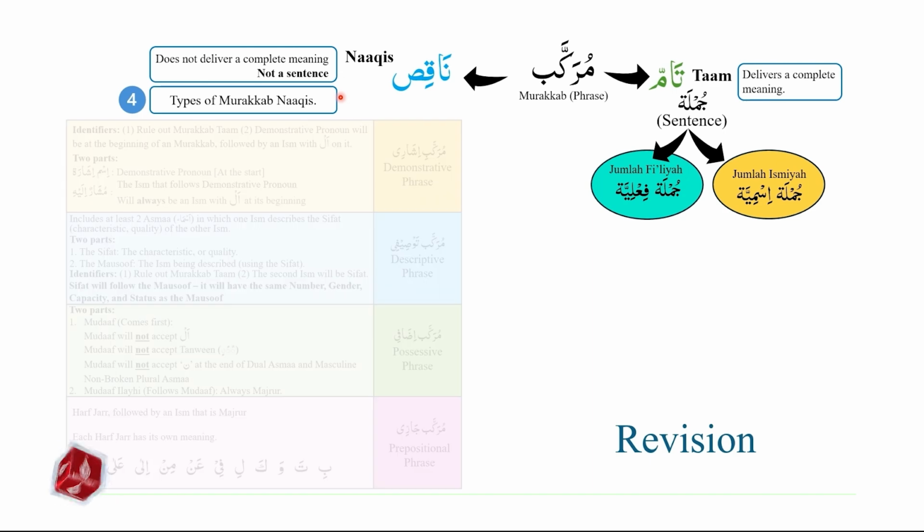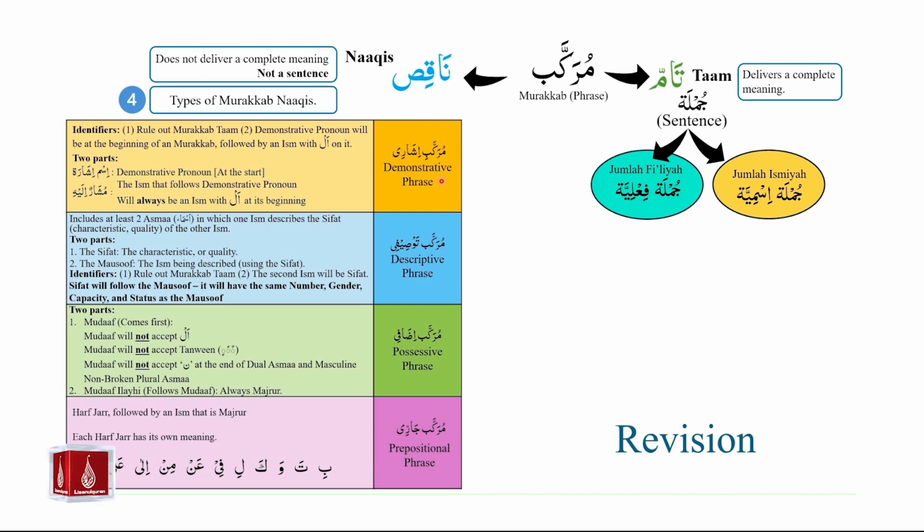These are as follows: murakkab ishari or demonstrative phrase, murakkab tawsifi or descriptive phrase, murakkab izafi or possessive phrase, murakkab jari or prepositional phrase. Murakkab ishari or demonstrative phrase can be identified by the presence of a demonstrative pronoun at the beginning of the murakkab, and it will be followed by an ism with al on it. A demonstrative phrase will have two parts. The first part is the ism ishara or the demonstrative pronoun, which will come at the start, and it will be followed by musharun ilayh. This is the ism that follows the demonstrative pronoun, and it will always be an ism with al at its beginning.